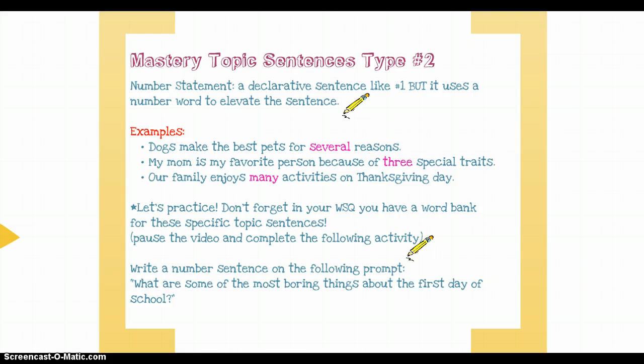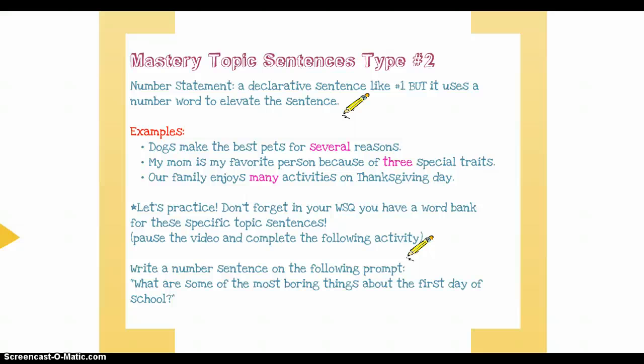Okay, the second type of sentence that we're going to talk about is the number statement. It is a declarative sentence, a simple sentence, just like in number 1, but it's just slightly different, or a variation of it, because it uses a number word to elevate the sentence. So instead of just saying dogs make the best pets, you would say something like dogs make the best pets for several reasons. Several being in pink, showing you that that's the number statement that's allowing that sentence just to sound a little bit better.